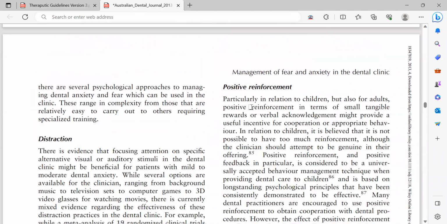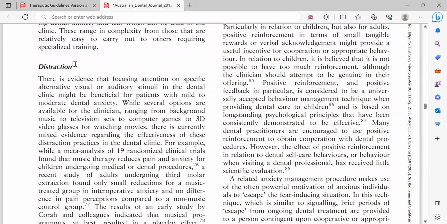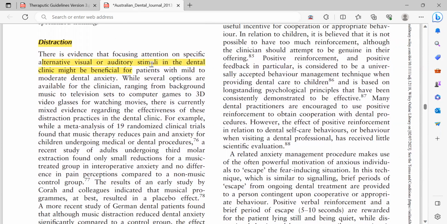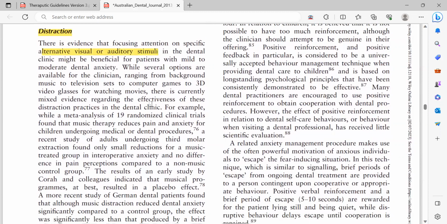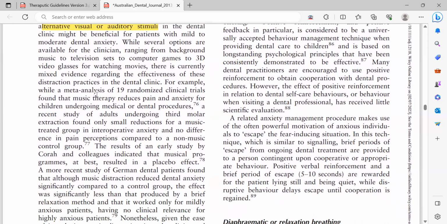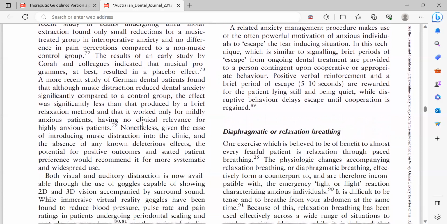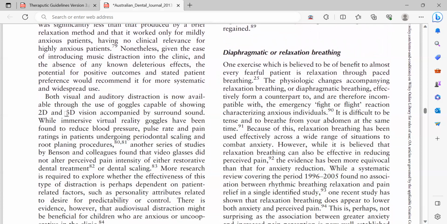What are the other psychological approaches? First is distraction, which would be music, auditory stimuli, or visual, like either the TV in the dental setting or the music. You can give them headphones with music. It is helpful for some patients to reduce their anxiety. There are some clinical trials, and they found that music therapy reduces pain and anxiety for children undergoing medical and dental procedures. Okay, so these are some of the other ways. We do not need to go into much detail, but we should know what other statistics we do have.